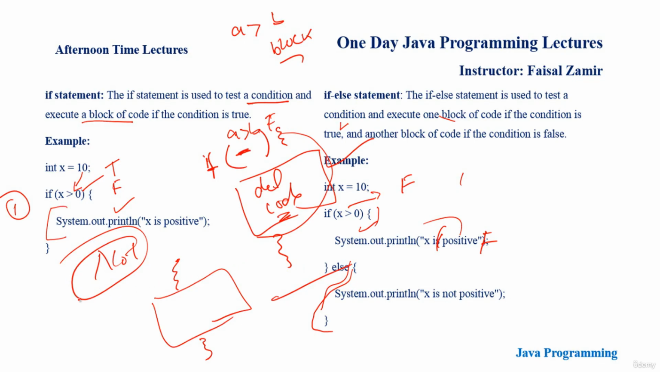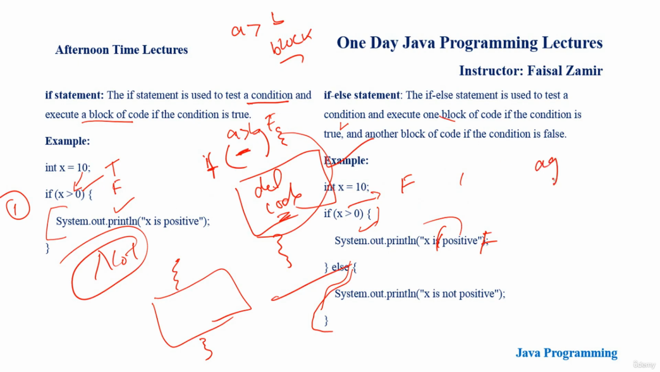One block will execute if the condition is true and another block will execute when the condition is false. But in the case of an if statement, only one block statement will execute if the condition is true. When the condition is false, there is nothing to display. But in the case of an if else statement, we have an option to display a message to the user, for example, an error message.